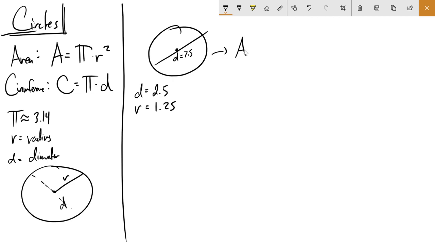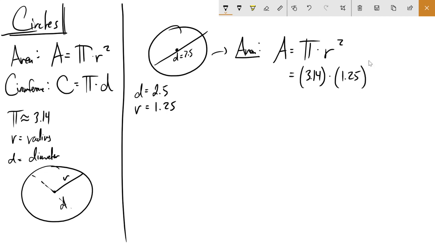So if we were going to calculate the area of this circle, I'll write down my formula. It's always pi times r squared. So in place of pi, I would put my 3.14. For the radius, I use the 1.25. That's going to get squared. Order of operations says exponents come before multiplication. So then we need to solve here. What is 1.25 squared if you put it in your calculator? 1.5625.